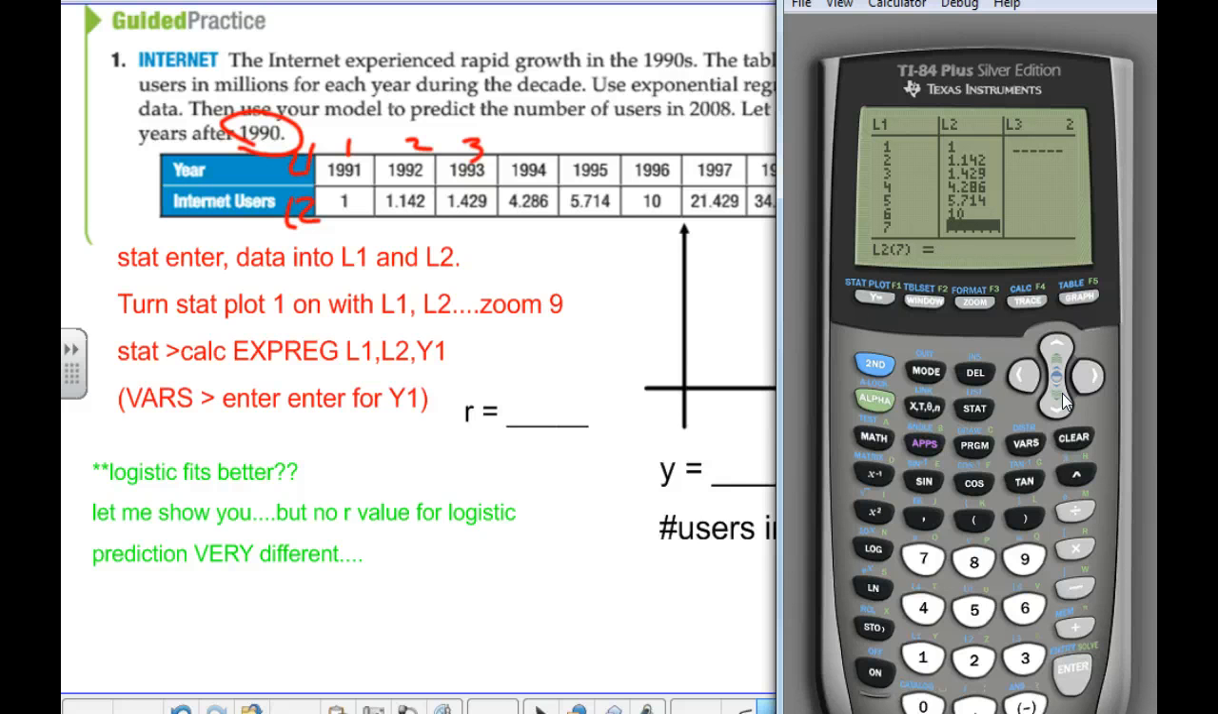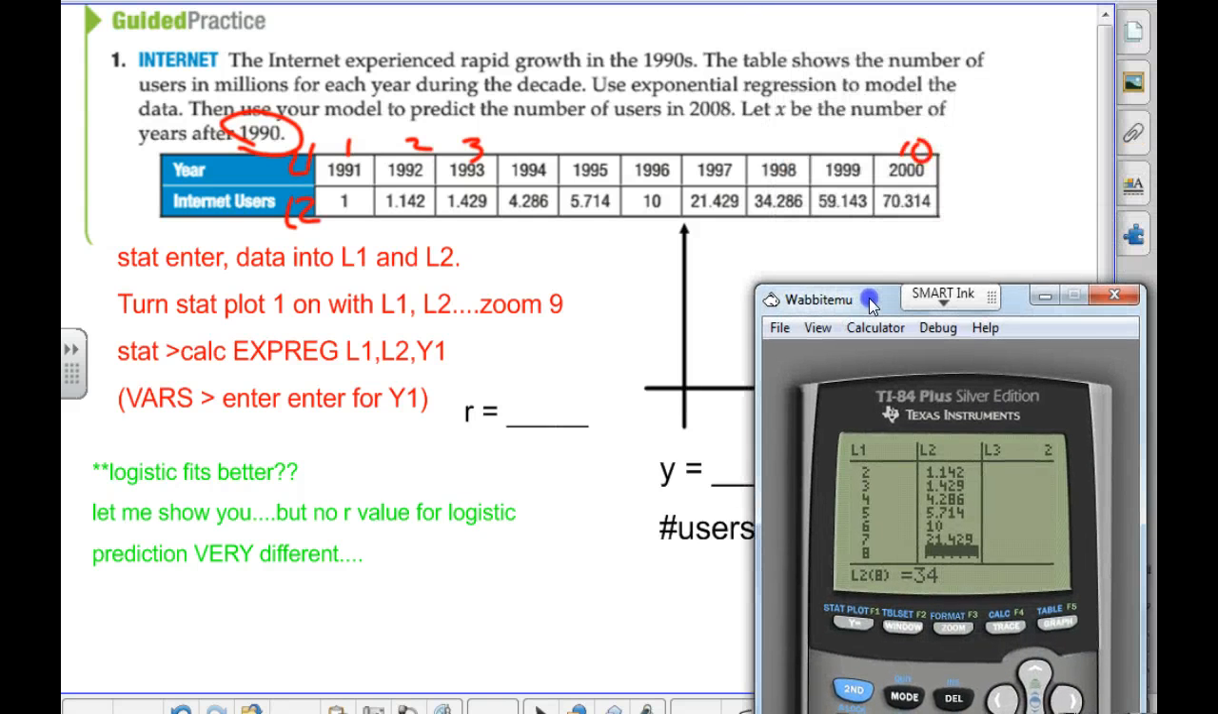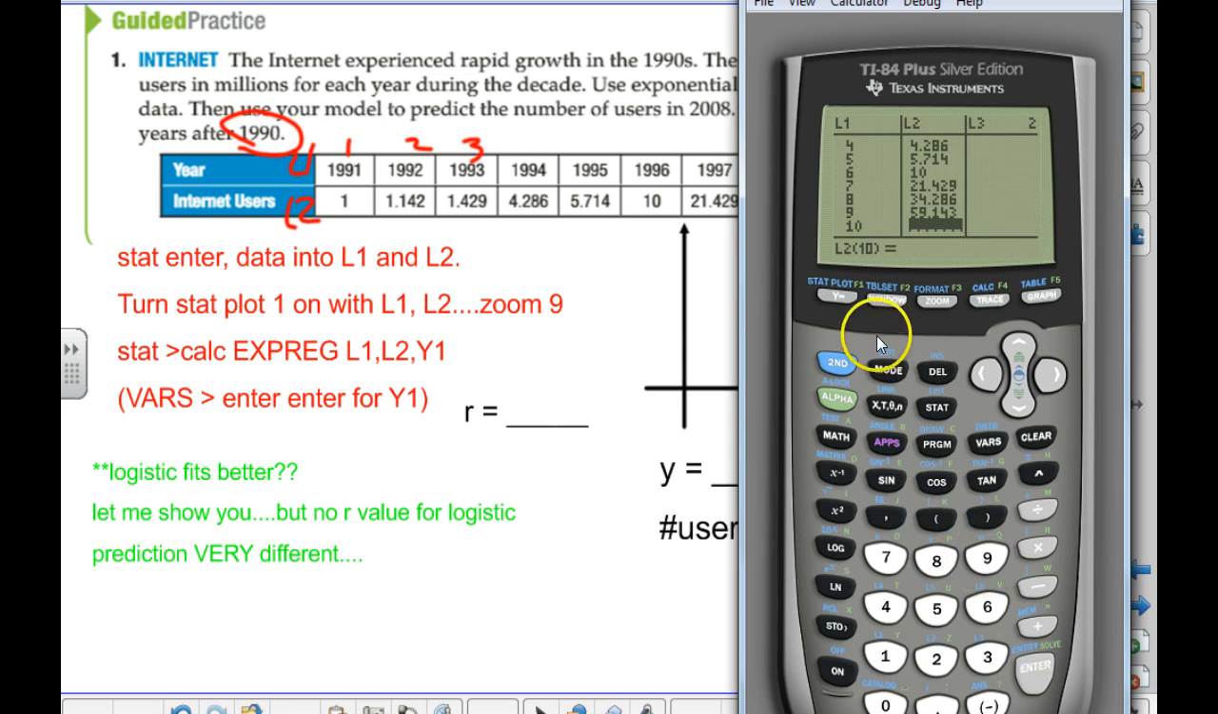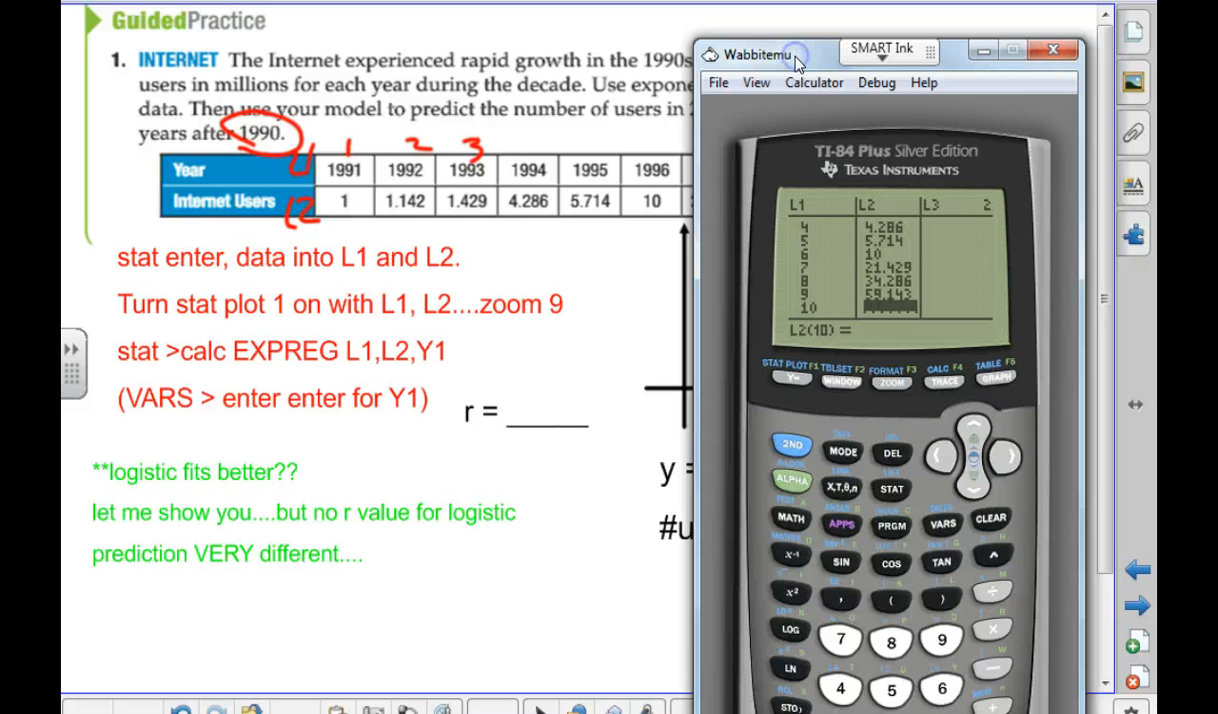I don't know. 21.429. The good news is I shouldn't have to wait for any of you, right? I should be the last one down here. 34.286. I don't know why they went out so many places on these either. 59.143. And then I hit backspace again. 70.314.